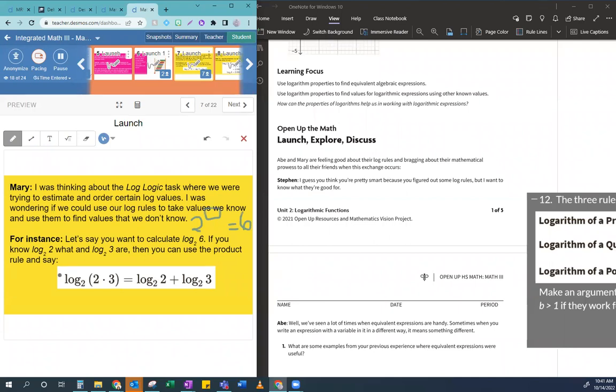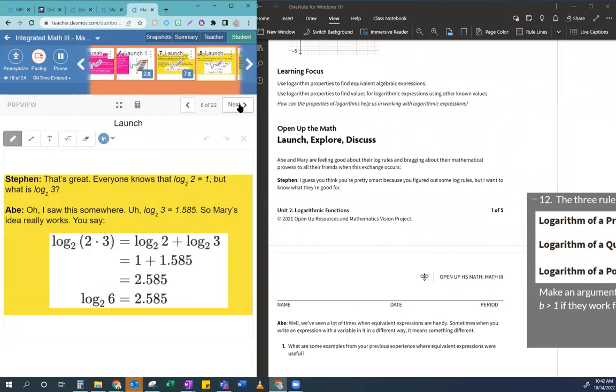So if you know what log base 2 of 2 and log base 2 of 3 are, then you could use the product rule to say log base 2 of (2 times 3) is log base 2 of 2 plus log base 2 of 3, right? So then we say, okay, and then he says, that's great. Everyone knows what log base 2 of 2 is: 1, right?